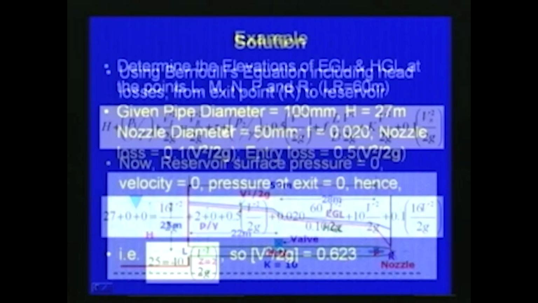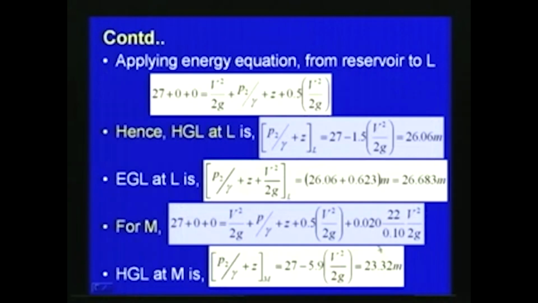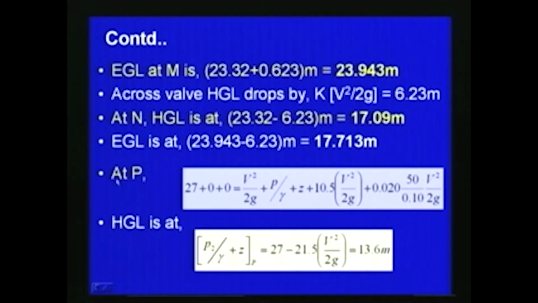And then the last point P, this is P here. At P we again apply the Bernoulli's equation. At the reservoir, 27 plus 0 is equal to V square by 2G plus P by gamma plus Z plus 10.5 V square by 2G, including the entry loss and the valve loss, plus 0.020 times 50, the total length, V square by 0.1 2G. In a very similar way we can solve and get the elevation of HGL, P2 by gamma plus Z, as 27 minus 21.5 V square by 2G, which is equal to 13.6 meter.